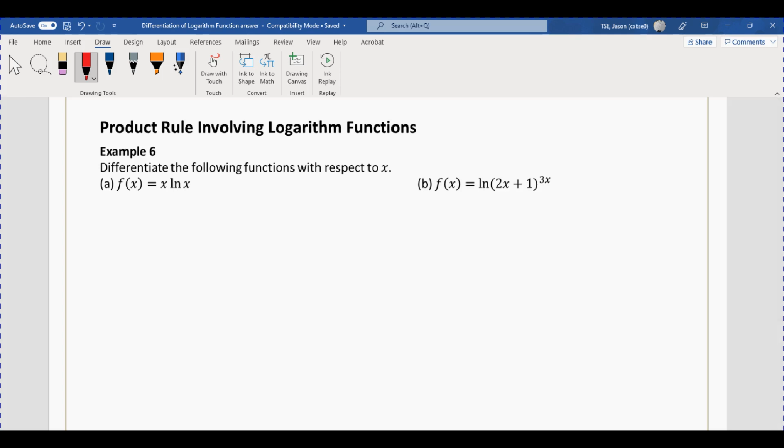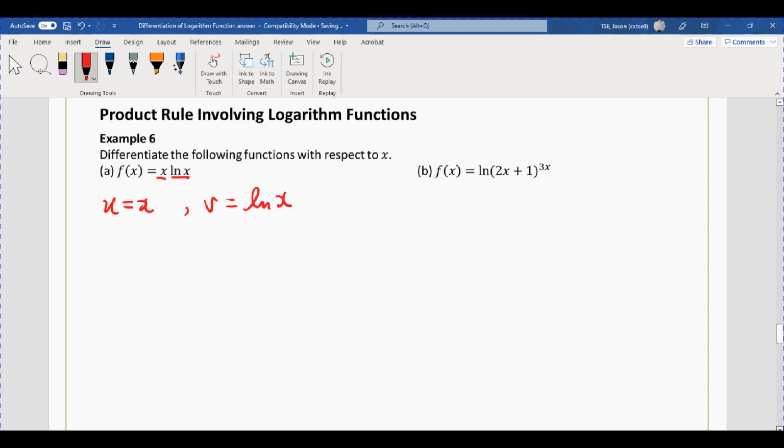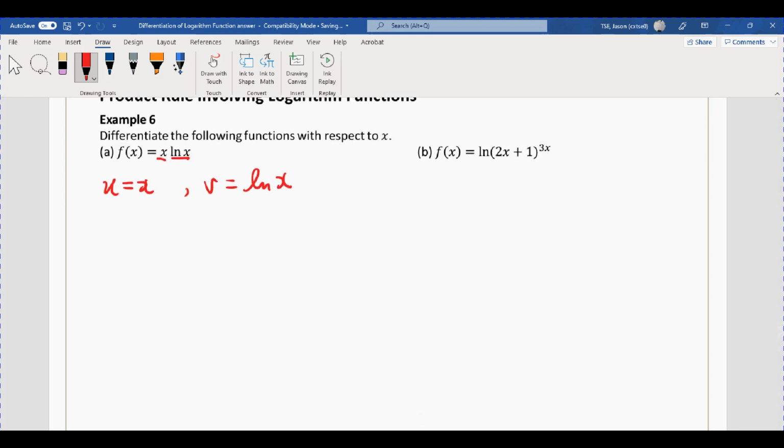So can you see that this is a product rule? You can see that that's x times log x. So actually, that's 2 parts in the function. Let's say u is x and v is log x. And what will you get? du over dx is 1 and dv over dx is just 1 over x.